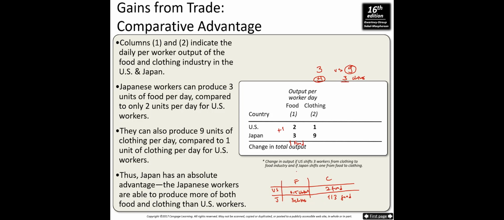Now we need to find out which country has comparative advantage in food production. The US needs to sacrifice half a cloth, Japan needs to sacrifice 3 clothes, therefore the US has a comparative advantage in food production. And in the case of clothing, the US needs to sacrifice 2 food, and Japan needs to sacrifice 1/3 food to get additional clothing, therefore Japan has comparative advantage. So the trade says that the US should specialize in the production of food and Japan should specialize in the production of clothing. That's what comparative advantage tells us.